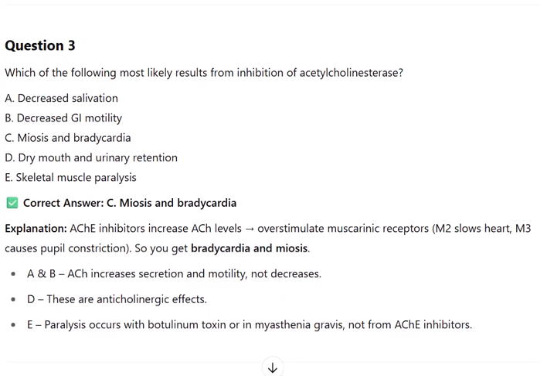A. Decreased salivation. B. Decreased GI motility. C. Miosis and bradycardia. D. Dry mouth and urinary retention. E. Skeletal muscle paralysis. Correct answer, C. Miosis and bradycardia.